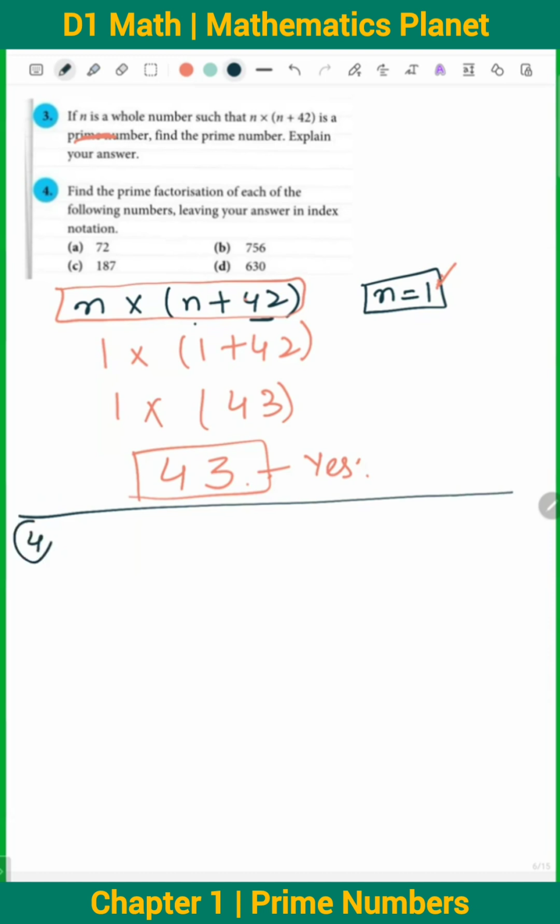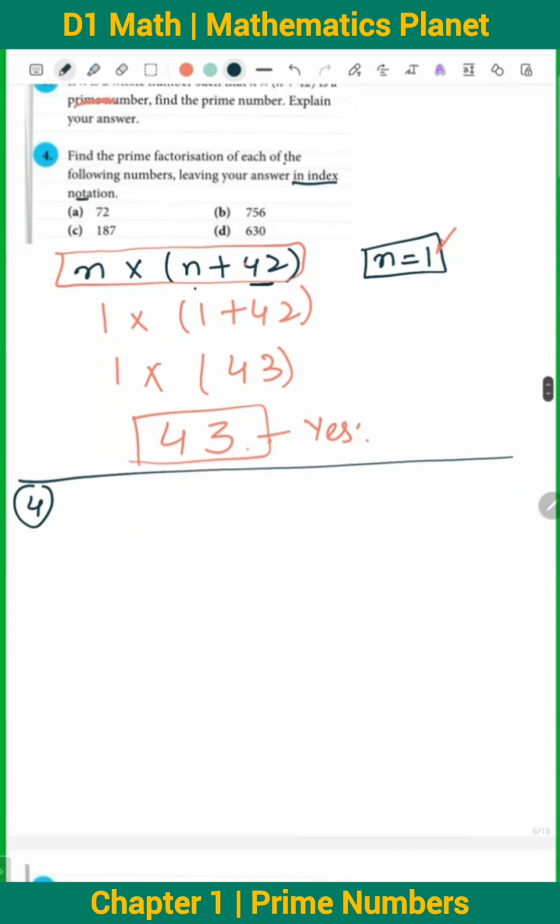Coming to question number 4. Find the prime factorization of each of the following numbers. Prime factorization and leaving your answer in index notation is something very simple, and you already know how to do prime factorization. But I will do each and every step on the screen so you can cross-check it.